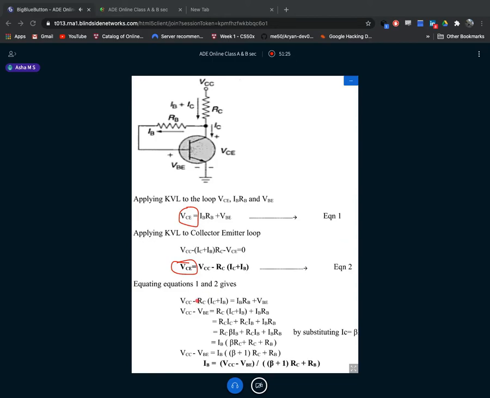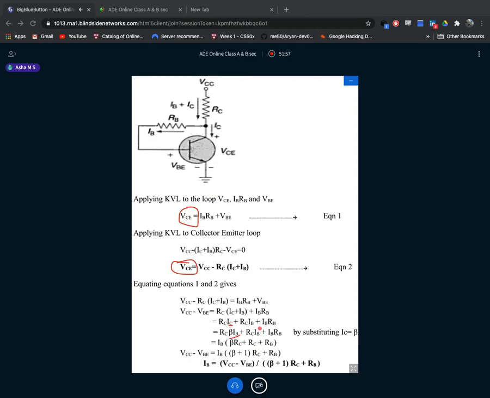So what we are doing, VCC minus VBE we have taken this side, and all the remaining things I have sent to the RHS. This expansion: RC IC plus RC IB, and IB RB as it is. Next, instead of IC, we know this formula, IC is given by beta IB. So we have substituted the value of IC in this formula, which will give beta IB.